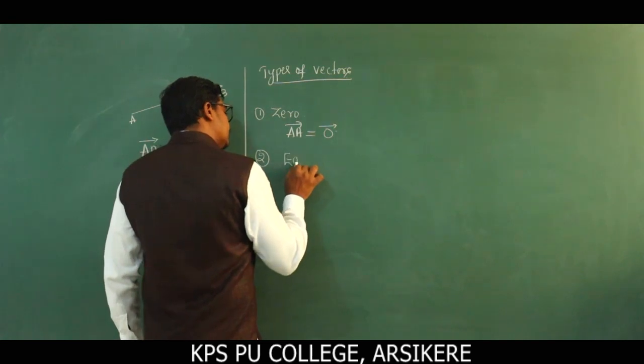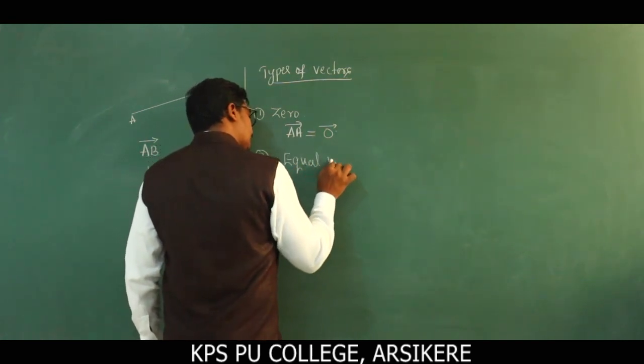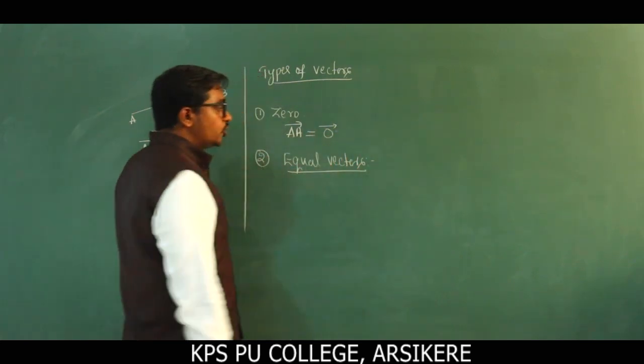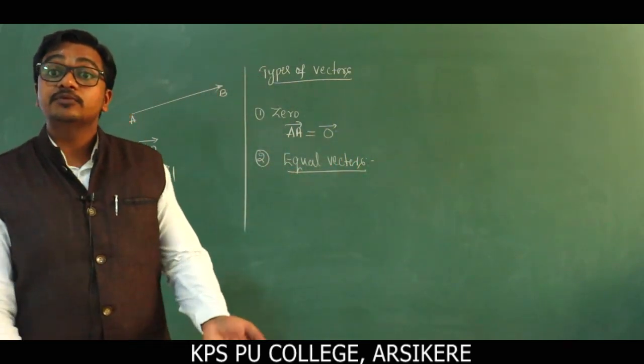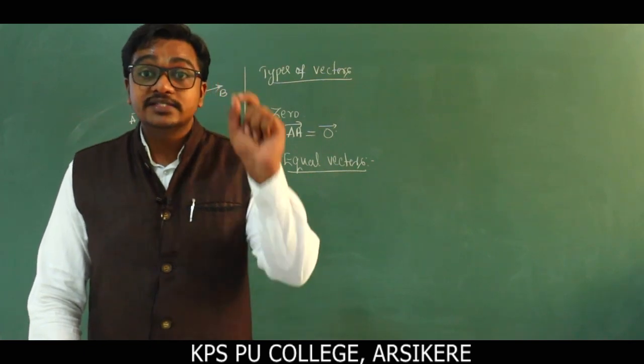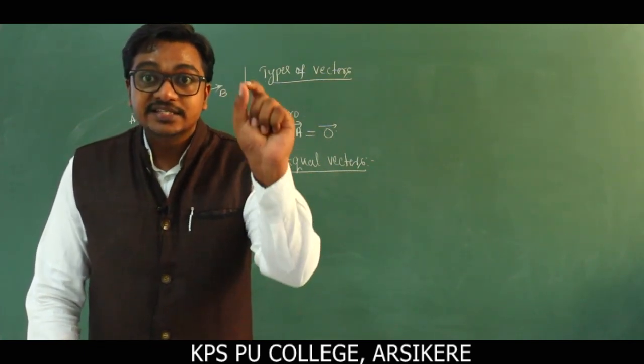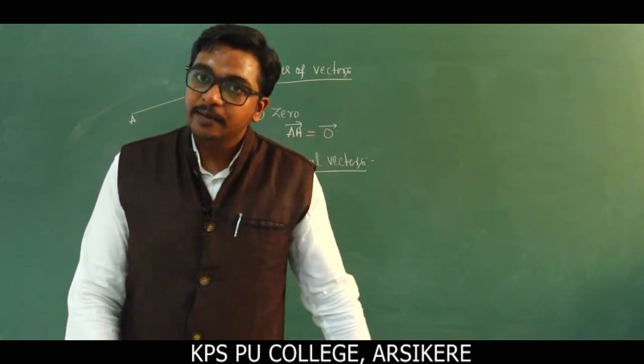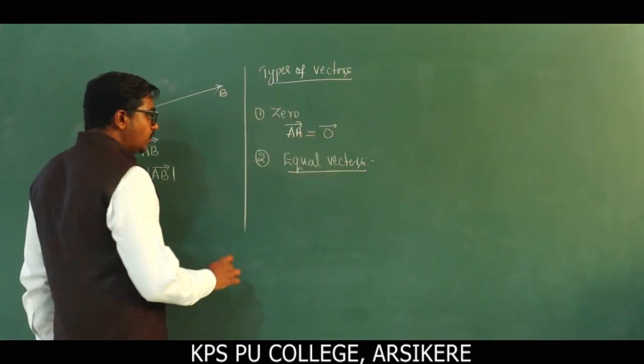Next one, equal vectors. Two or more vectors are said to be equal if they have the same direction as well as the same magnitude. Having the same direction as well as the same magnitude is called equal vectors.